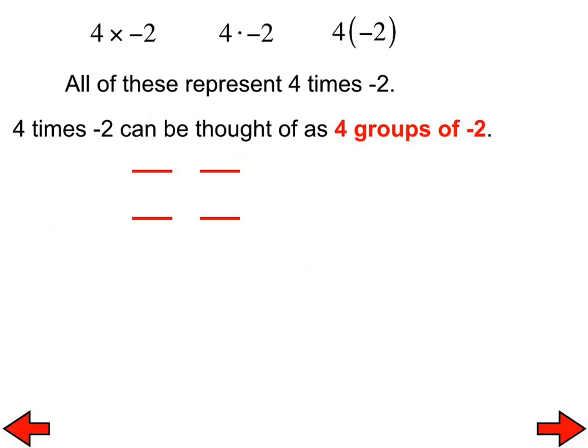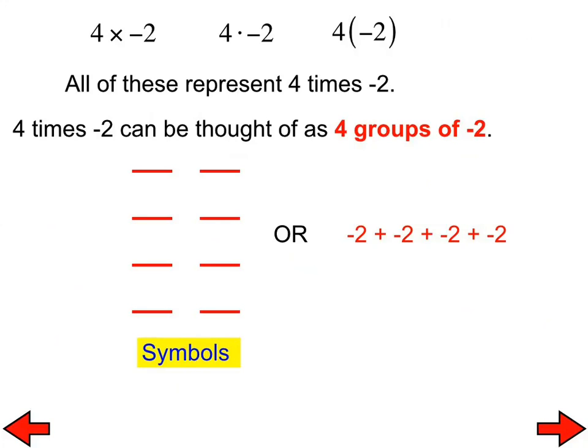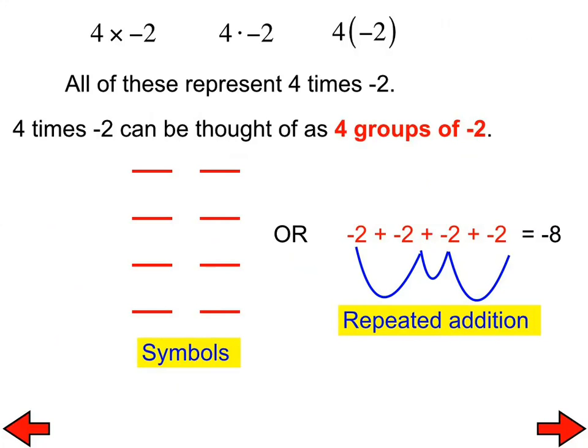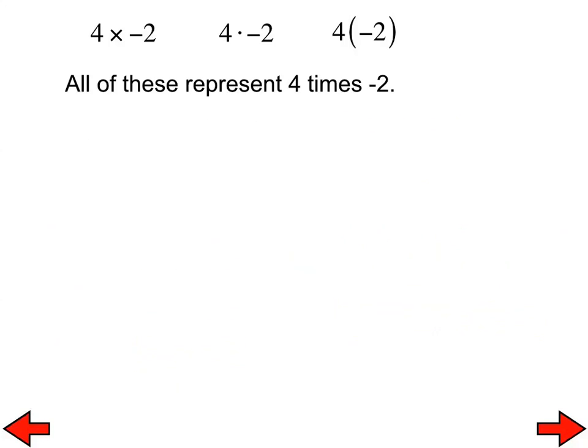So there's one group of 2 negatives. There's another. There's a third. There's a fourth. So in this group of symbols here, how many negative symbols do we have altogether? We have 8 negatives. So 4 times negative 2 must be negative 8. And it is. We could also use repeated addition. 4 negative 2's that we're adding together. And if we gather all of our negatives together, much like the picture of symbols here, we end up with negative 8. All right. So those are 2 different ways of multiplying integers.